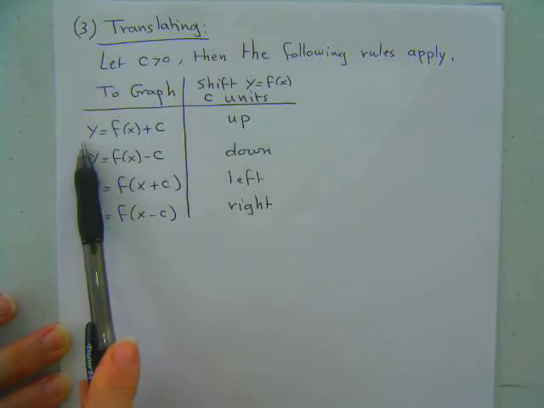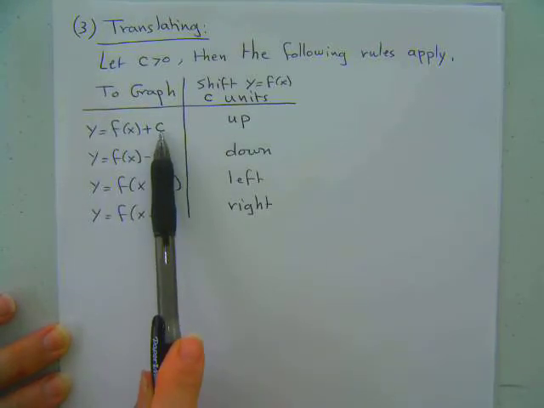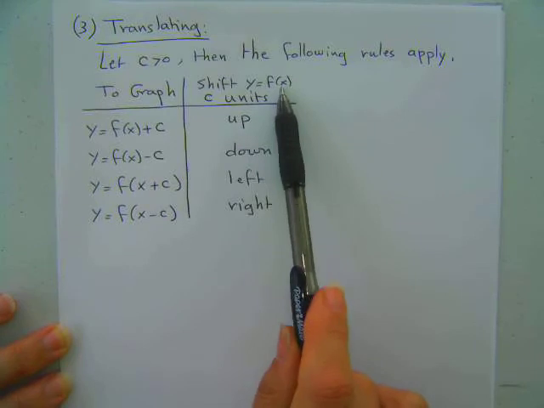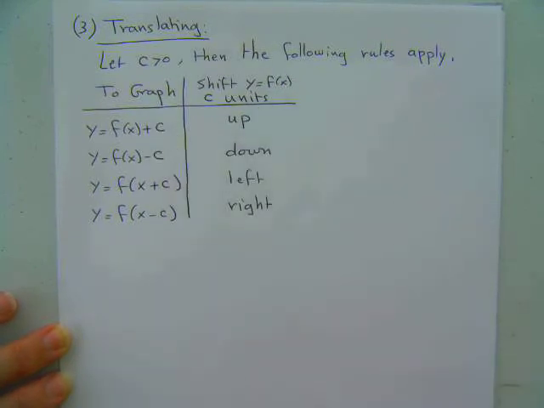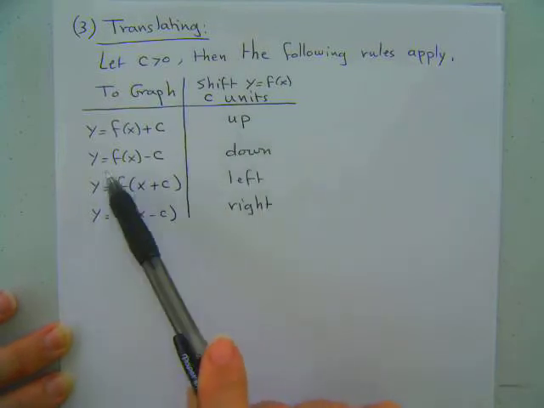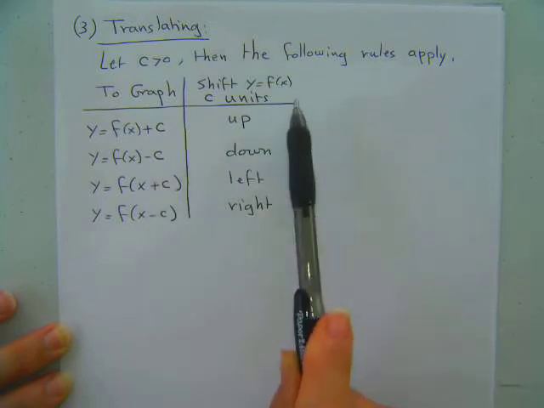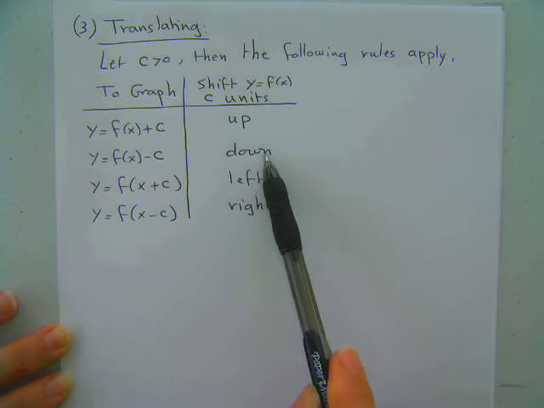To graph y equals the original function plus a number, remember, C is a positive number, so if you add a number to it, you're going to shift the original graph, the ones that we know, or any random graph, C units up. If you have y equals f of x minus a number, then you're going to shift the graph C units down.